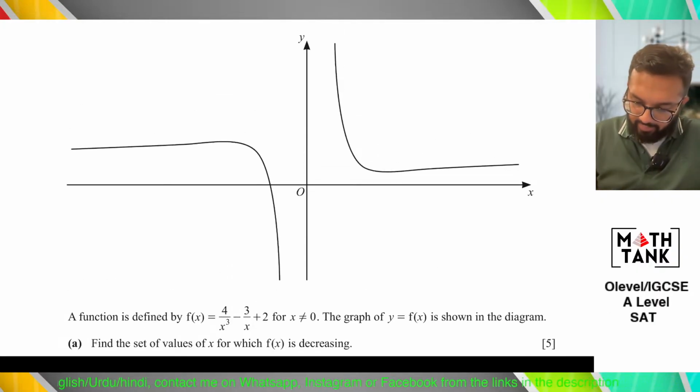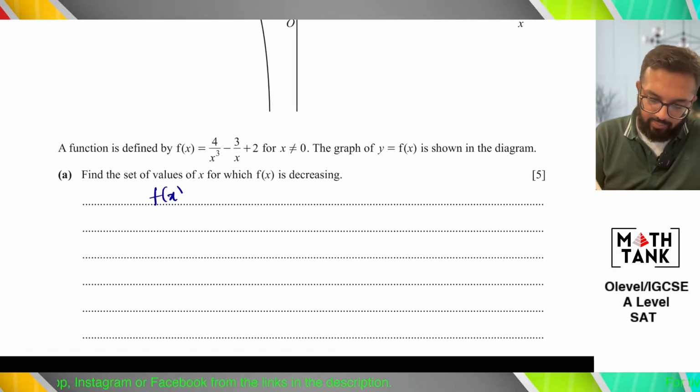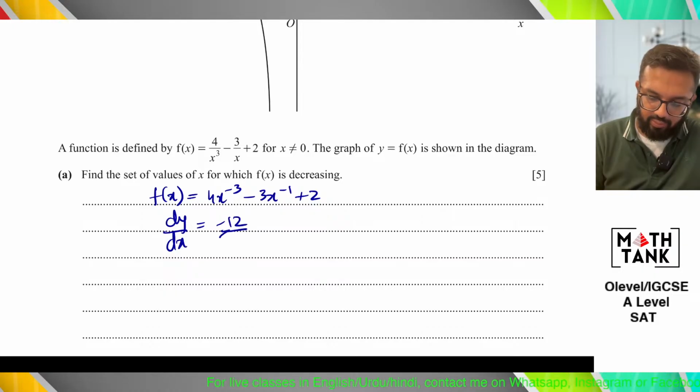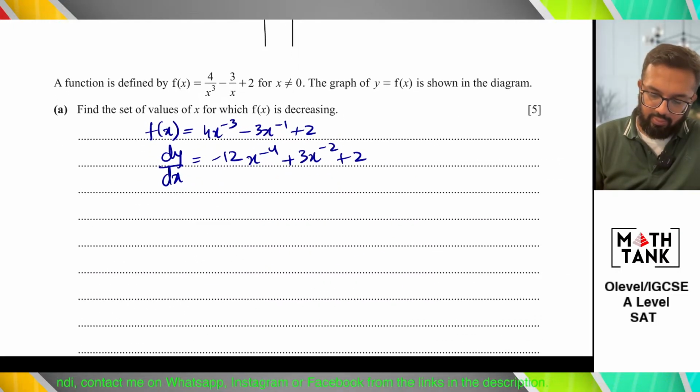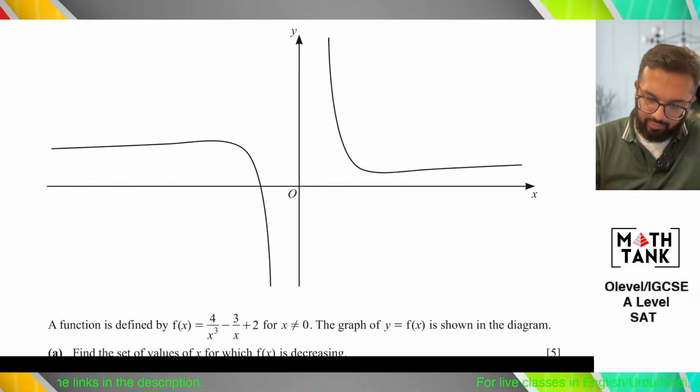Okay, a function is defined by this, as shown in the diagram. Find the set of values of x for which it is decreasing. So I will have to differentiate it first. Let me first bring it to the numerator. So dy by dx gives me minus 12x to the power minus 4 plus 3x to the power minus 2 plus 2. I have to make sure that this is decreasing. Okay, I can see that it's decreasing at two different places. So there are two possibly symmetrical values there.